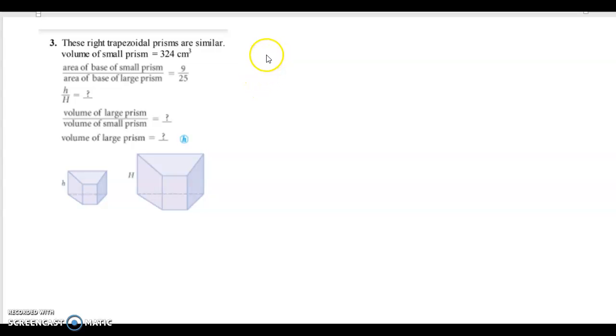Okay, I was asked to help out with this problem, so let's take a look at it. The first thing I want you to realize is that when we have similar figures, their sides are in a constant proportion. So let's say that we have these two similar figures and their sides are in the proportion a to h. That's a single dimension.